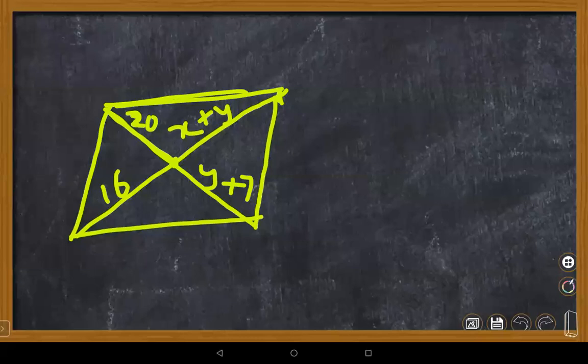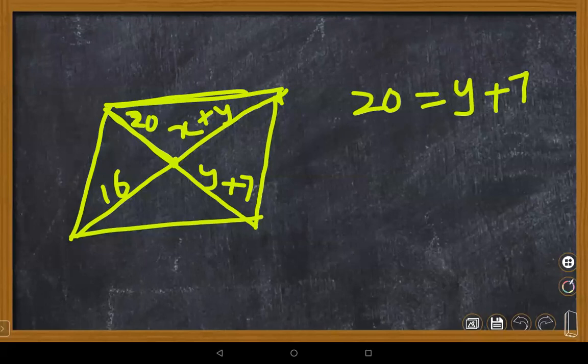Yes, Bhavya. Ma'am, so 20 is equal to y plus 7. Very good. Why is it like that, Bhavya? Can you tell? Ma'am, y is 13, x is 3. Y is 13, X is 3. x plus y equal to 16.